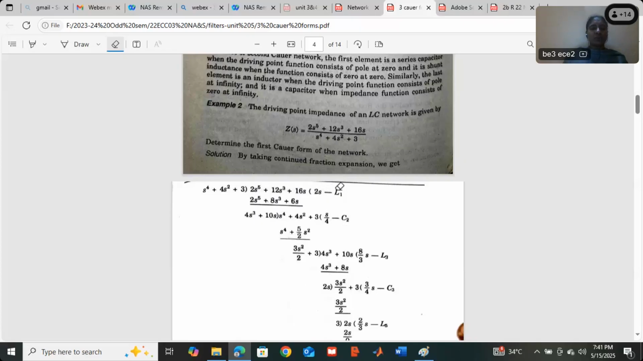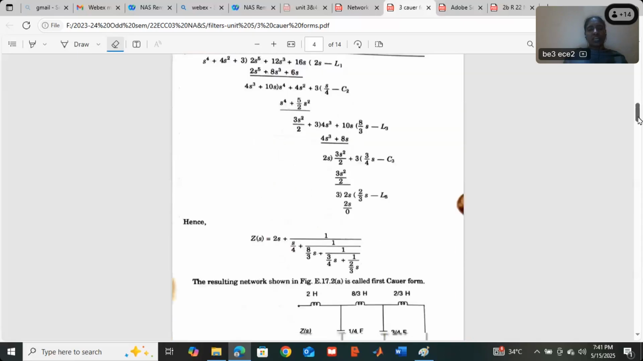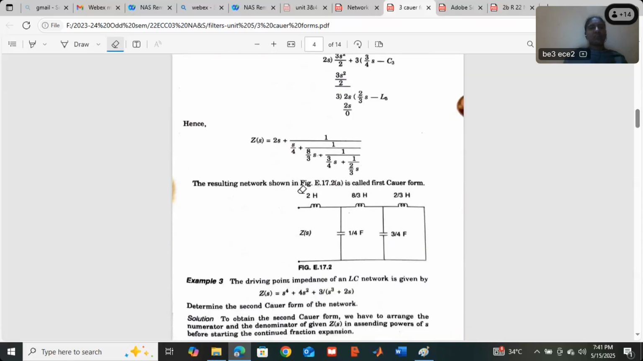So the first quotient will be the inductor value only. In the Laplace domain it is 2s, but the inductor value is 2 henries. So in the circuit, you can see they will start with 2 henries. Alternatively, the quotients will come LC, LC, LC, like that. You put L value here, next C value, next L value, next C value, next L value. Until remainder 0 comes, you have to properly do the division. In Cauer form, always division is the procedure. I have shown you one problem.